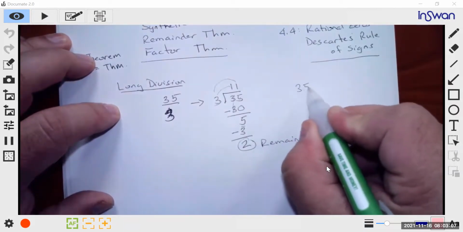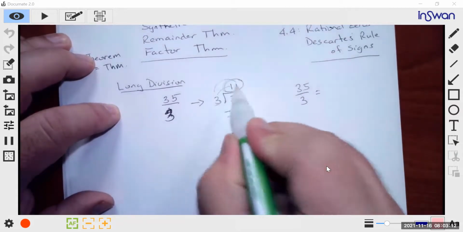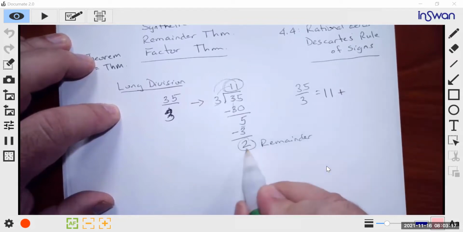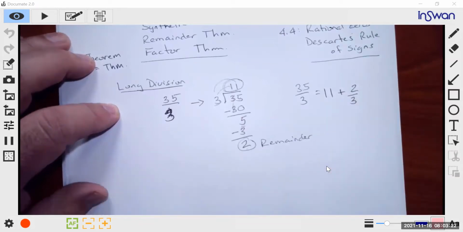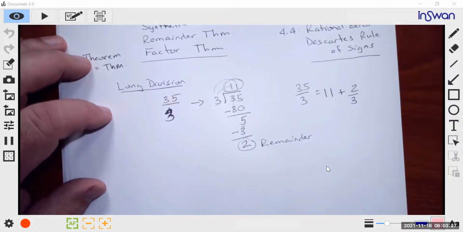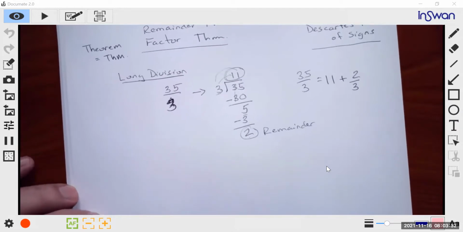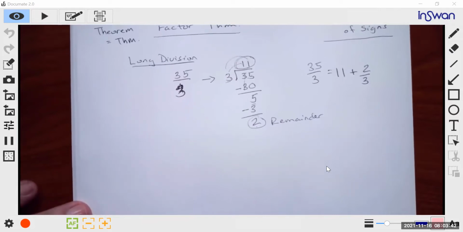So the answer to our original question equals 11 plus a remainder of 2, 2 over 3, because it's a fractional remainder. That's how we did it. That's how we learned fractions and division back in elementary school. But thanks to calculators, you forgot that. It's very important to review it because we're going to do this now with polynomials.